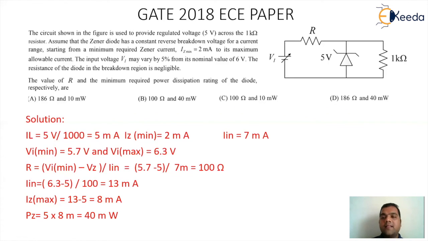So the correct answer for this question is option B, because on calculation we got the value of R as 100 ohm and the power dissipation value came as 40 milliwatt. So answer is answer B.